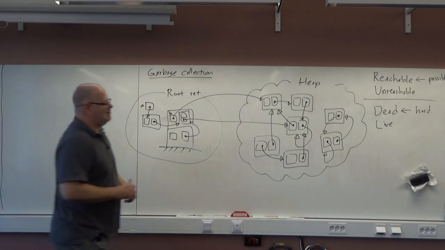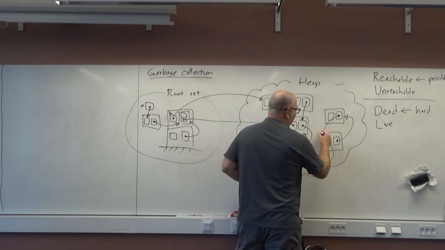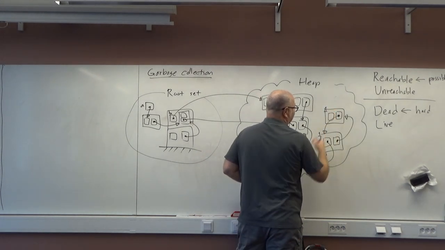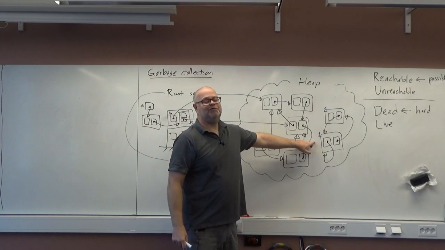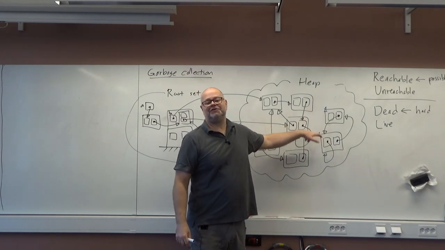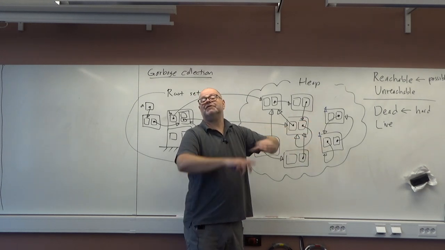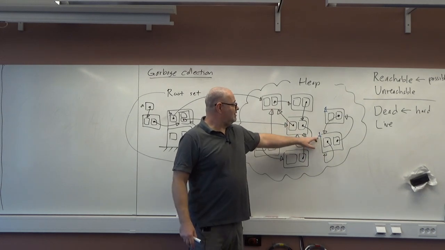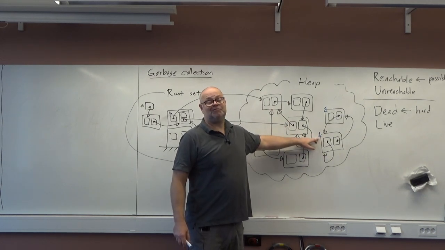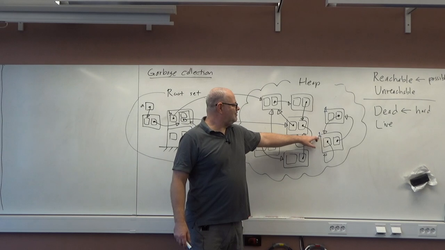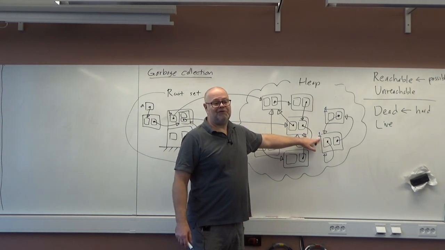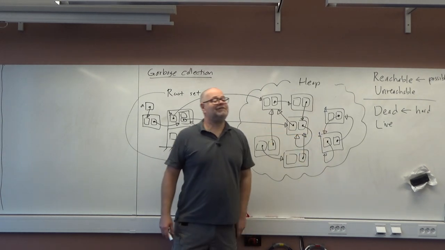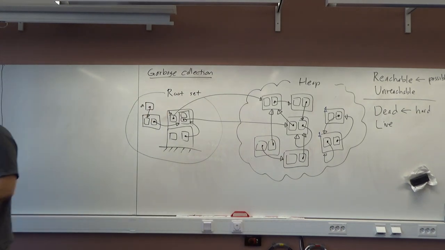And by the way, to show one problem with reference counting, these two objects that point to each other in a cycle, or you could have more objects in a cycle, these cannot be collected by reference counting since they point to each other. So the reference counter will never get down to zero, even though we don't have a way to access them. Okay.